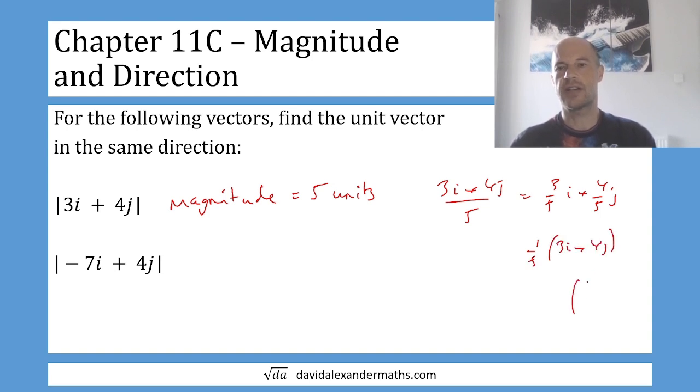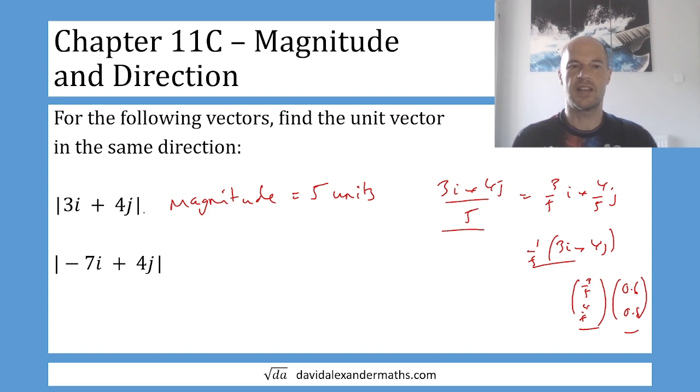You could write it as the column vector, 3/5, 4/5, or you could even write it in decimals, so 0.6, 0.8. So all of these are ways of expressing the unit vector. This vector has a magnitude of 5 units, so just divide it by 5.